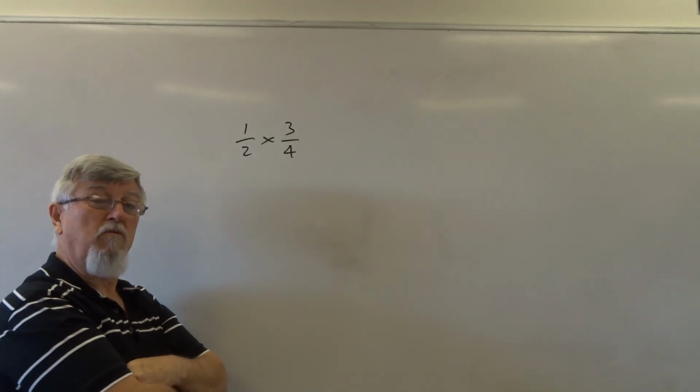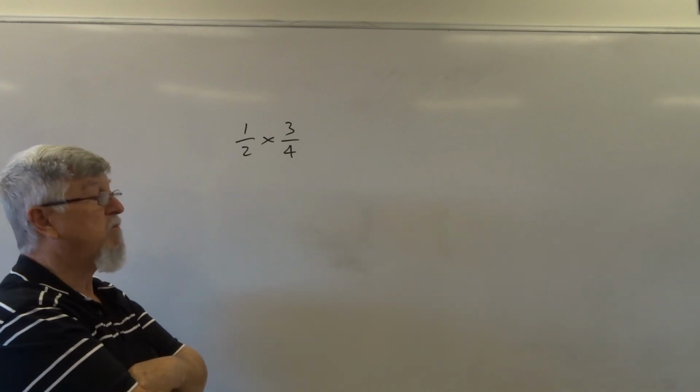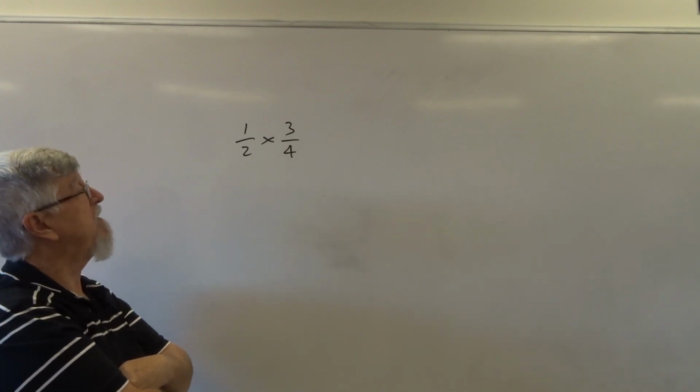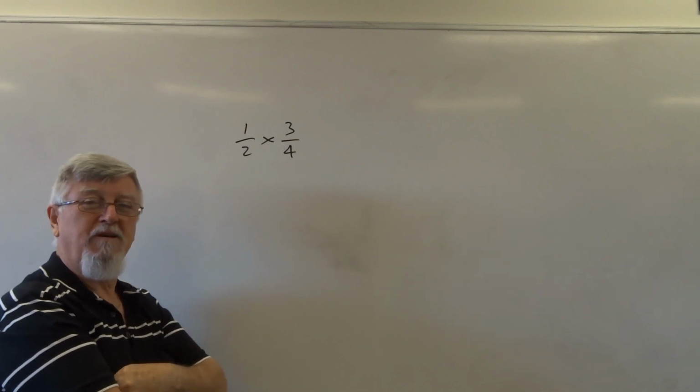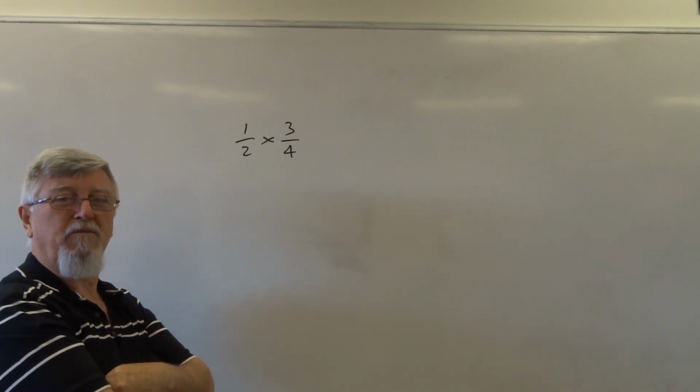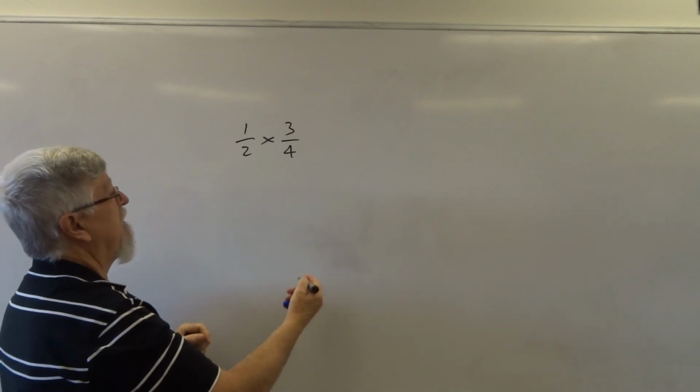There's really only one rule with multiplying fractions. There's more subtleties, but there's only one rule. And the simplest rule is multiply the tops and multiply the bottoms. Almost chant it: multiply the tops and multiply the bottoms.